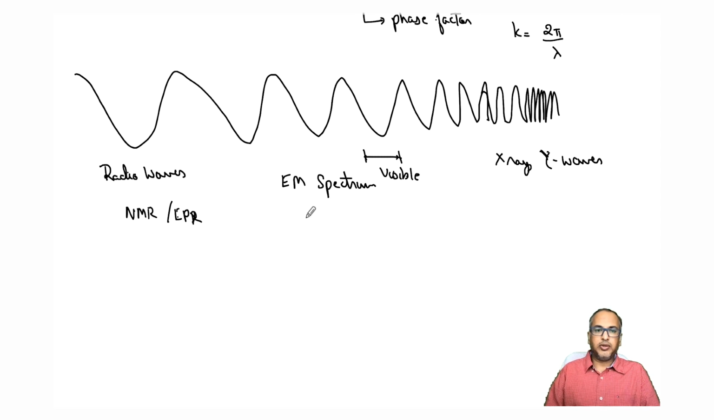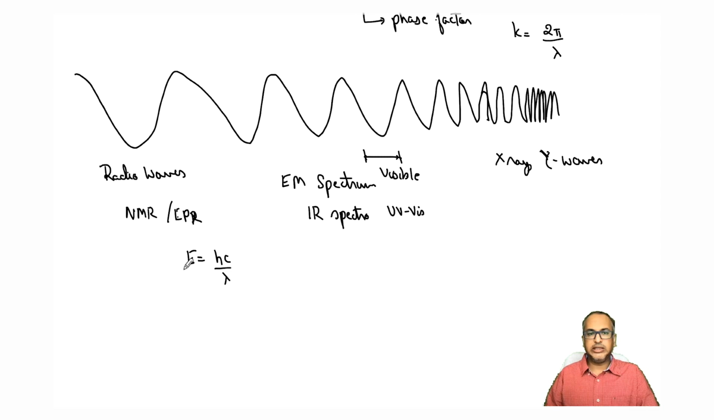Okay, so in some sense, here you're doing, let's say, IR spectroscopy, then UV visible is in this range, right? And so on and so forth. So different types of radiations are associated with different types of energy. Why is that? Because the energy of a wave is equal to hc by lambda. So if the wavelength changes, this is Planck's constant, speed of light, the energy of the radiation changes.